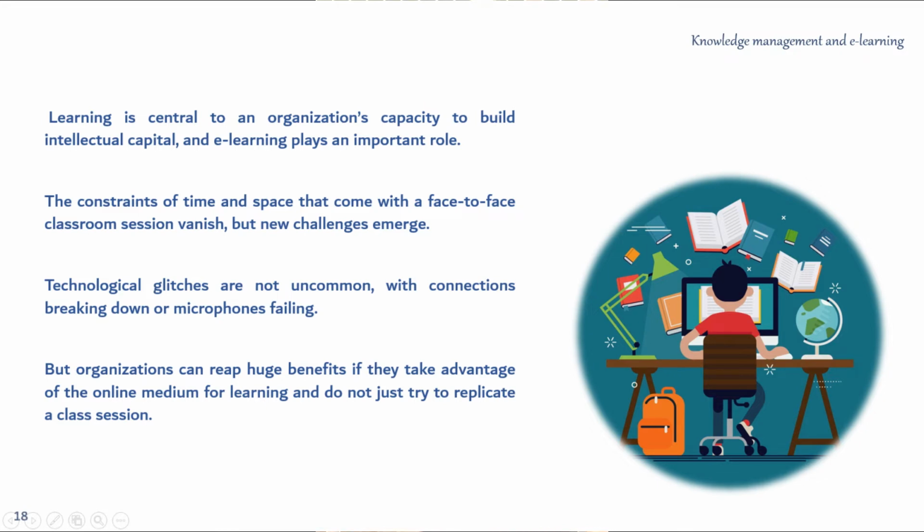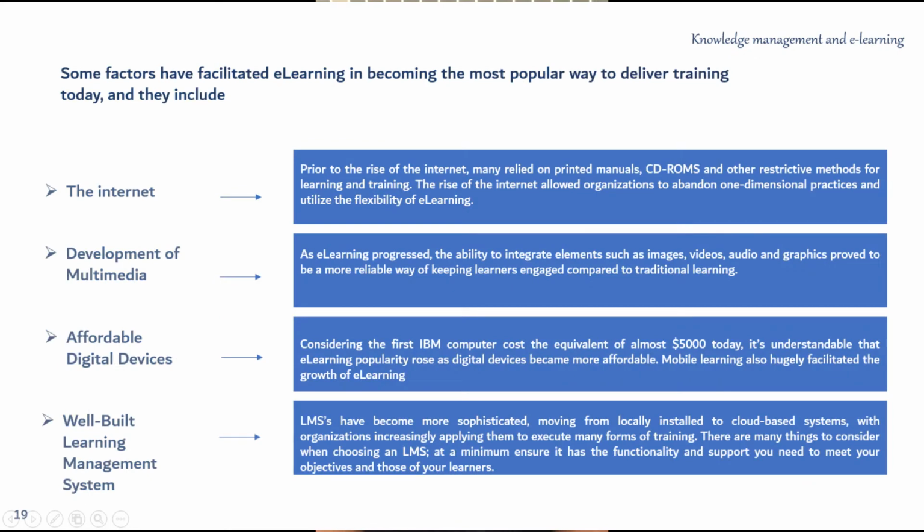try to replicate the classroom. So what are the factors that facilitated e-learning in becoming the most popular way to deliver training to date? They include the internet. Prior to the rise of the internet, many relied on printed manuals, CD-ROMs, and other restrictive methods of learning and training. The rise of the internet allowed organizations to abandon one-dimensional practices and utilize the flexibility of learning.